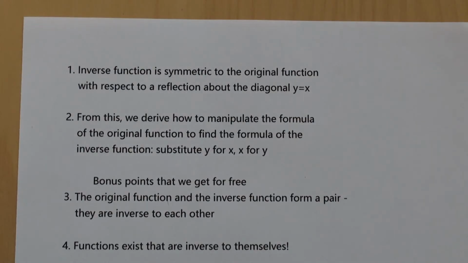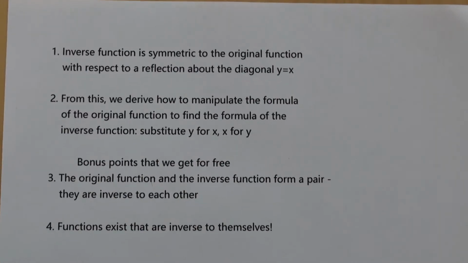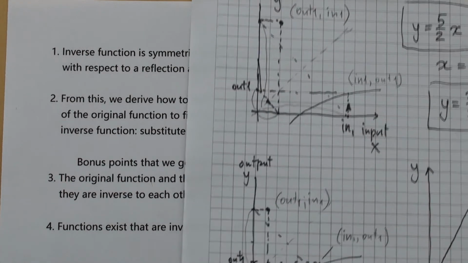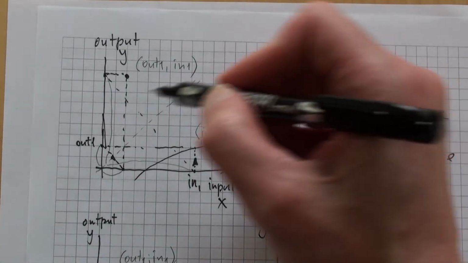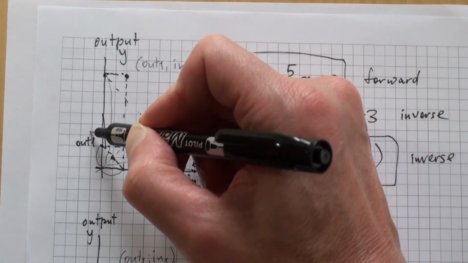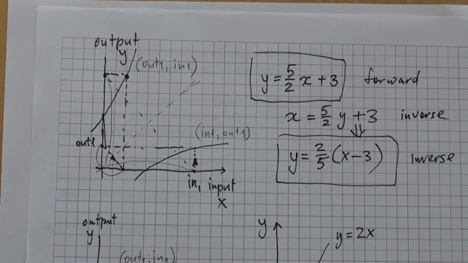So what did we learn? What did we get for all the effort here? We actually got quite a bit. First of all, we got the fact that the inverse function is symmetric to the original function with respect to the reflection. So this function that we were studying here, if I draw the whole thing, it will look something like this. And so here is symmetry.